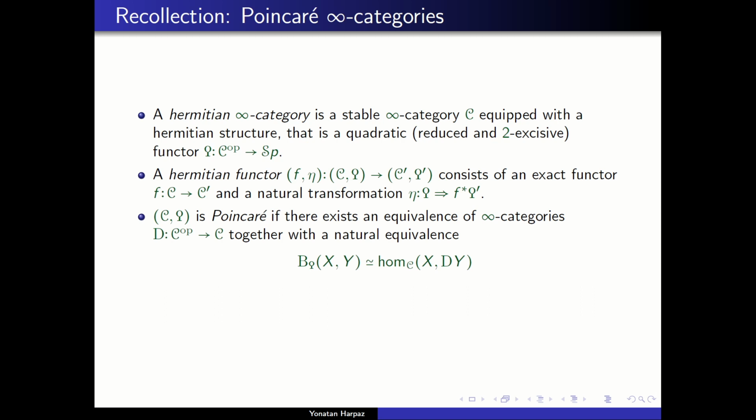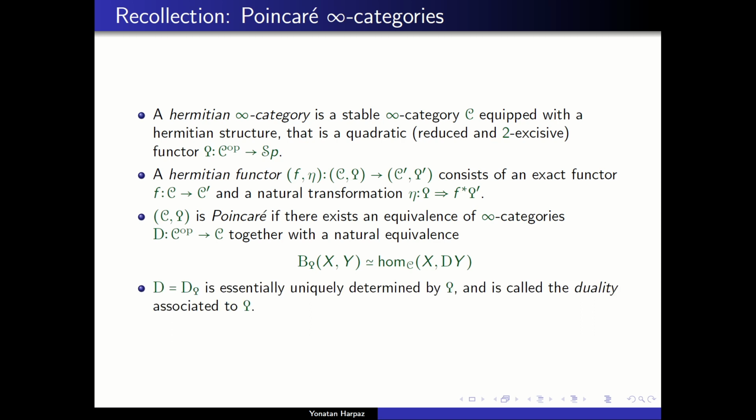We say that (C, κ) is Poincaré if there exists an equivalence of infinity categories D from C^op to C, together with a natural equivalence of functors in two variables x and y between the bilinear part B_κ of κ and the mapping spectrum in C from x to Dy. In this case, D is essentially uniquely determined by κ and is called the associated duality.